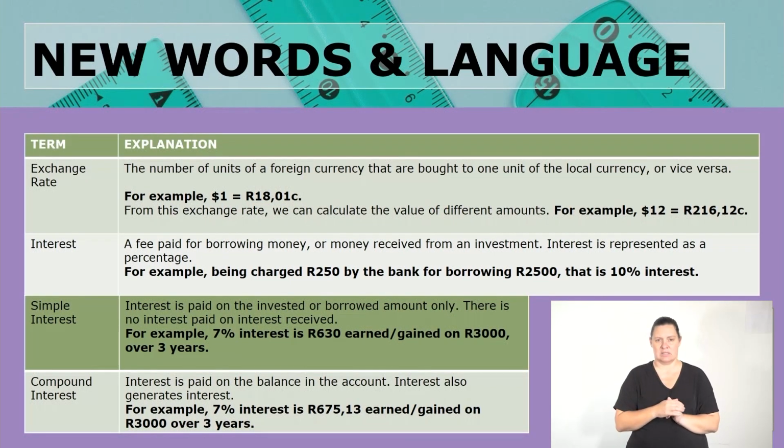Compound interest. Interest is paid on the balance in the account. Interest also generates interest. For example, 7% interest is 675 rand and 13 cents earned or gained on 3,000 over 3 years. Let's go to an ad break and then we'll continue after this.